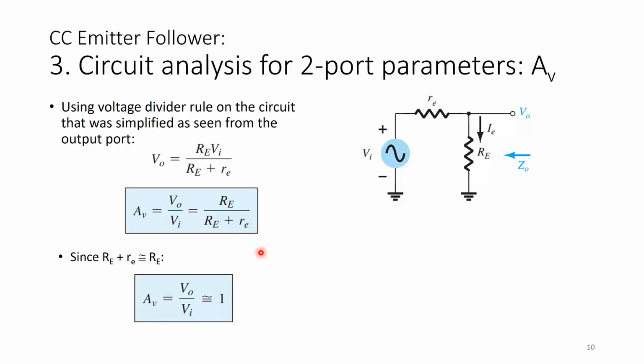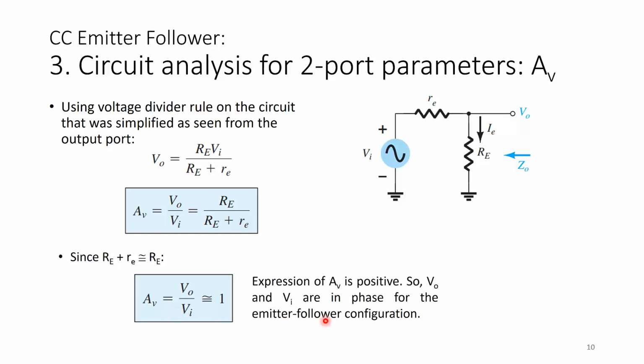If we want to simplify further, because we know that the emitter resistor RE is in the kilo ohm range, and the small signal parameter is usually around 10 to 50 ohms, the denominator is approximately equal to the emitter resistor RE. Therefore, Vout over Vin is approximately equal to 1, which is what we mentioned earlier. This is an emitter follower where Vout equals Vin, and the sign is positive. So Vout and Vin are in phase for the emitter follower configuration.